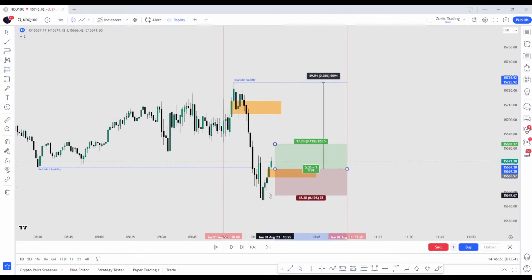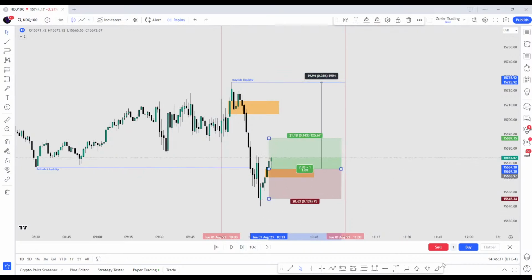Now I would place 20 handle stop loss and I would target 1 to 1 for silver bullet, but you can also target buy side liquidity. I'm just gonna target 1 to 1. Okay, we get tagged in.